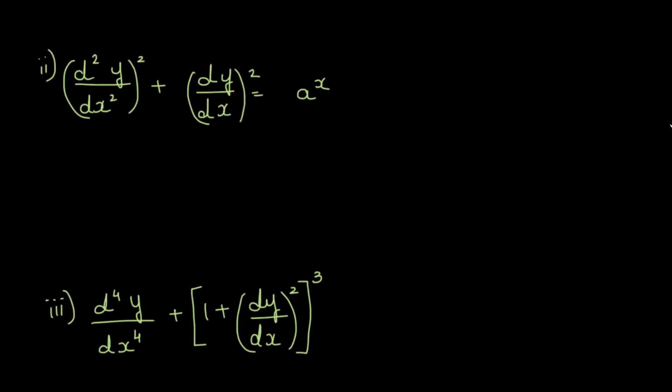The next sum, d2y by dx2 the whole square plus dy by dx the whole square is equal to a raised to x. Here also there is a second order derivative which is the highest order derivative here.